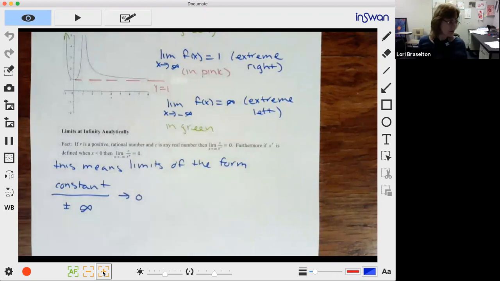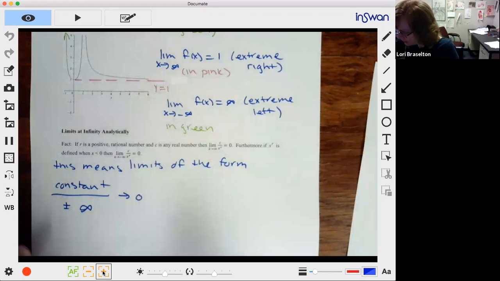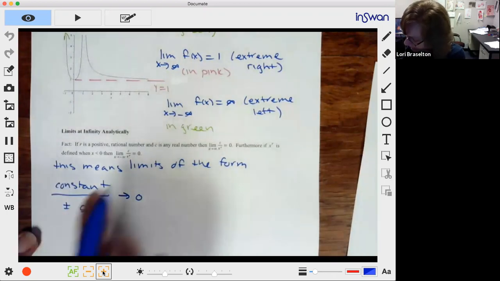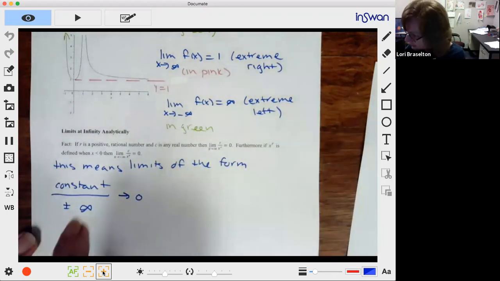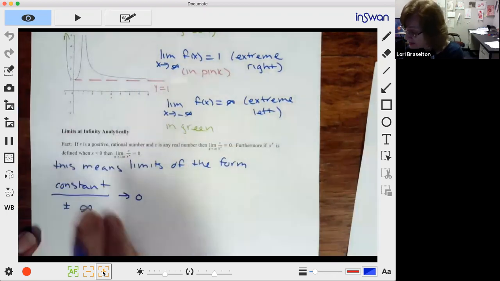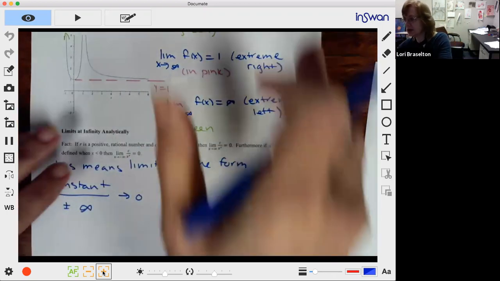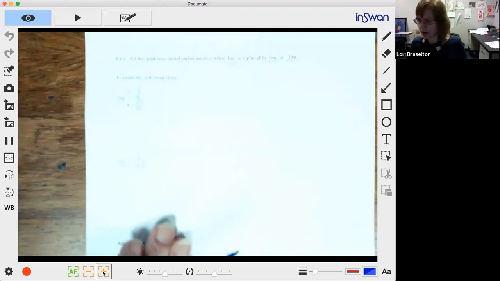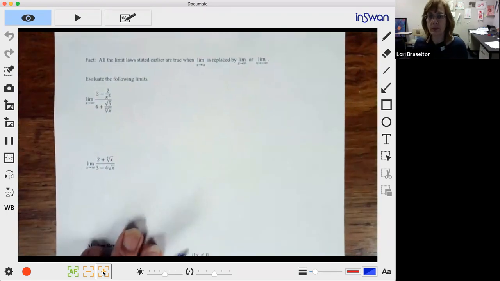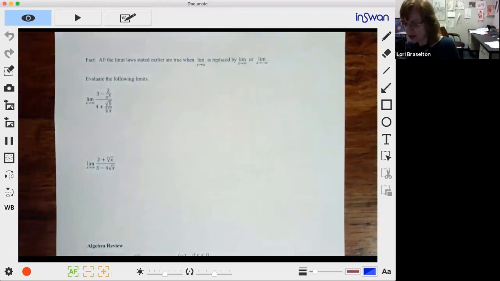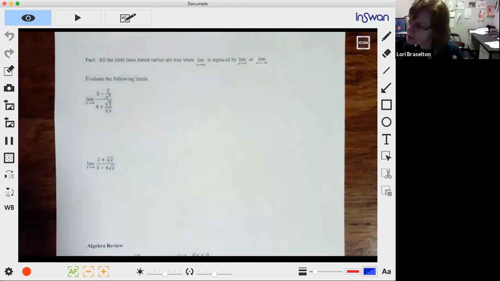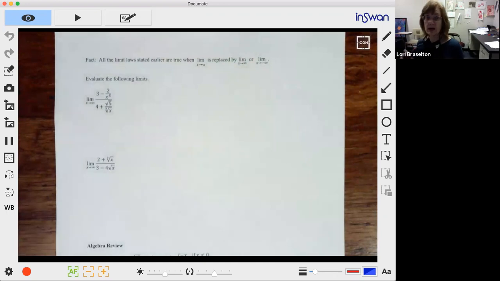So now that I have this little basic fact, I can do a few problems. As long as I remember that when we're dealing with limits at infinity, as x approaches infinity or negative infinity, constant over infinity goes to 0. So given that fact, we can do a few problems here. Now here's the logic: everything you learned about limits before, the rules for limits before, still true when we approach infinity and negative infinity.